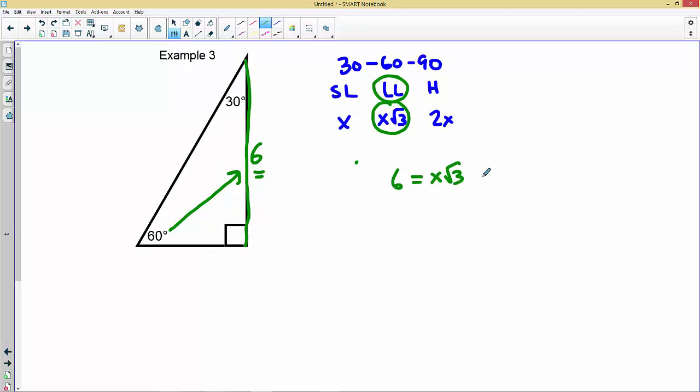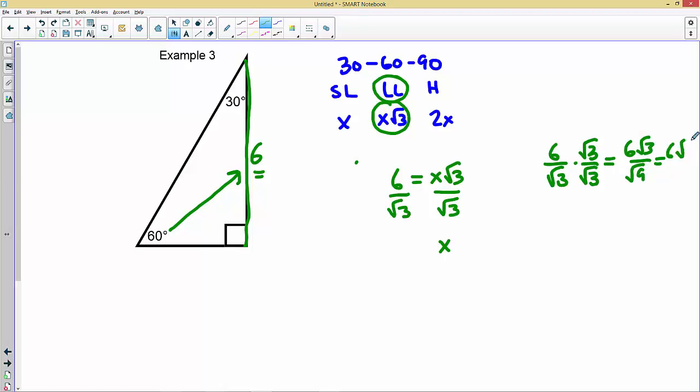Okay, now when you solve for x, it's actually very similar to what we just did. You divide both sides by radical 3. Okay, and then we're going to rationalize. I'll put that over here, 6 over radical 3. To rationalize it, we multiply it by the denominator over the denominator. See, that's equal to 1. That's why it's legal. And you get 6 radical 3 over radical 9, which is equal to 6 radical 3 over 3, which reduces to 2 radical 3. Okay? So x equals 2 radical 3.